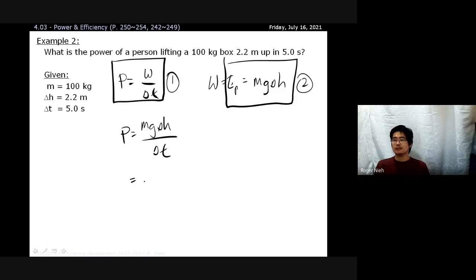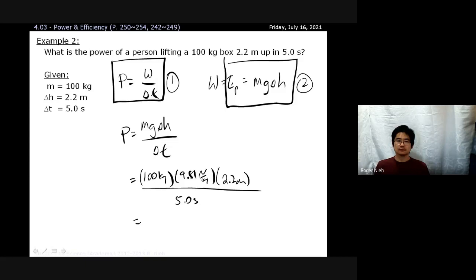Next, we sub the values in. So a mass of 100 kilograms times 9.81 newtons per kilogram times a height of 2.2 meters. We're going to divide this over a duration of 5 seconds. You're fighting against gravity, right? Because you're lifting an object.